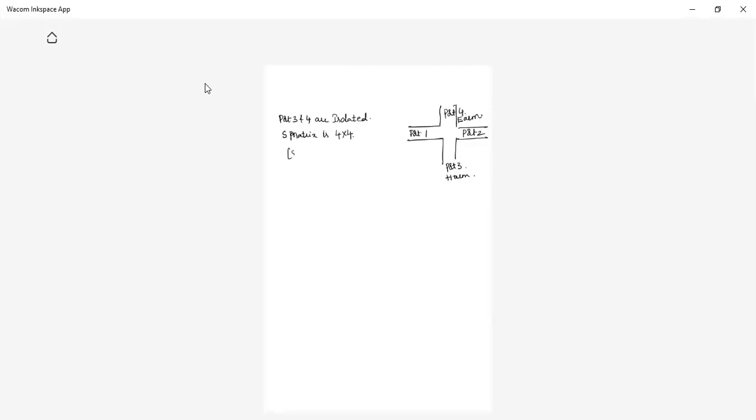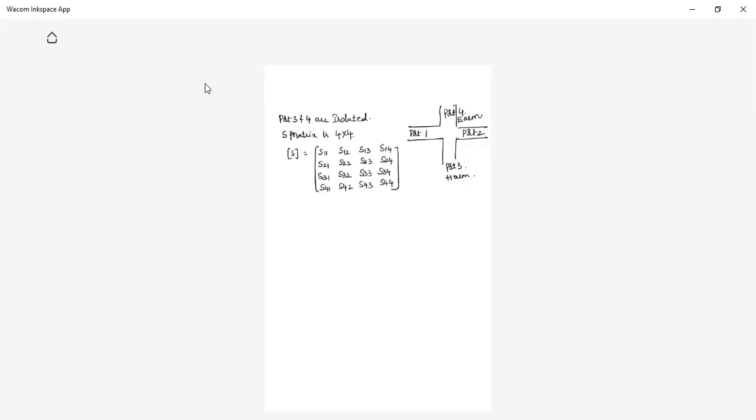Now I'll try to write the S matrix. What is the S matrix? S11, S12, S13, S14, S21, S22, S23, S24, S31, S32, S33, S34, S41, S42, S43, S44. This is my S matrix.